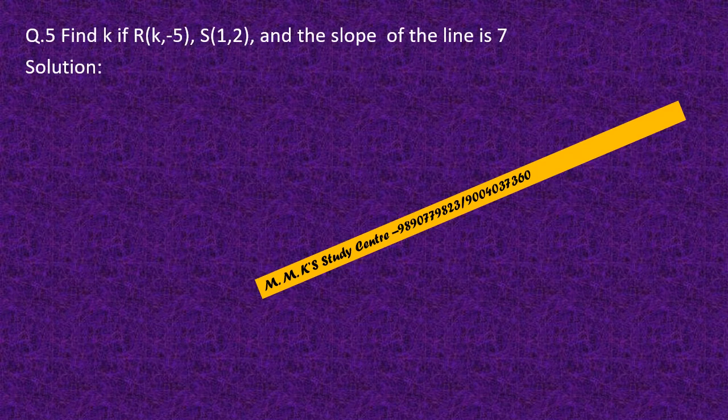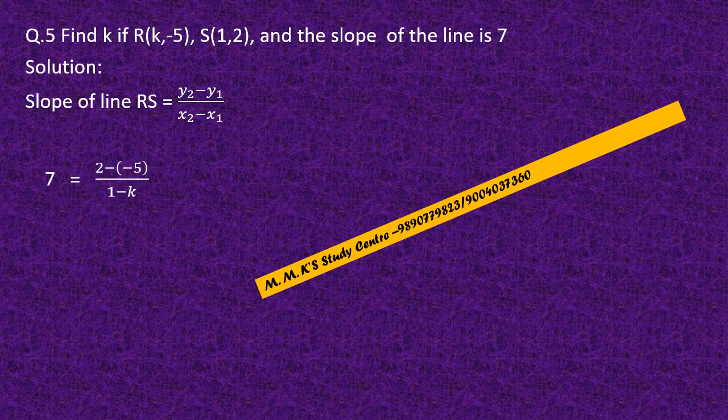Question number 5. Find k if R, S and the slope of the line are given. Here we will use the formula of slope of line. So slope of line RS is equal to y2 minus y1 upon x2 minus x1. Slope of RS value is 7. So y2 is 2, y1 is minus 5, upon x2 value is 1 minus x1 value k.